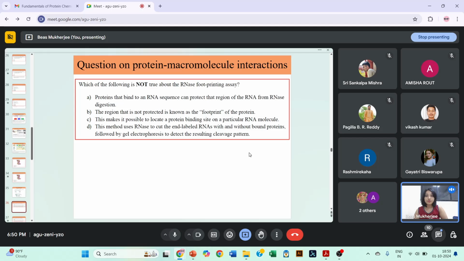The region that is not protected is known as the footprint. This makes it possible to locate the protein binding site on a particular RNA molecule. This method uses RNase to cut the end labeled RNA with and without bound protein, followed by gel electrophoresis to detect the resulting cleavage pattern, which is not true. Think, which is not true.